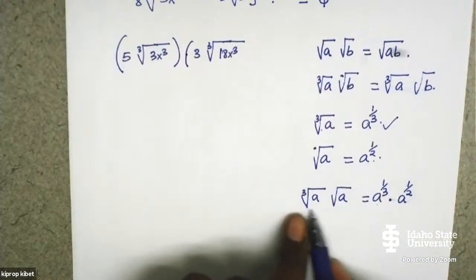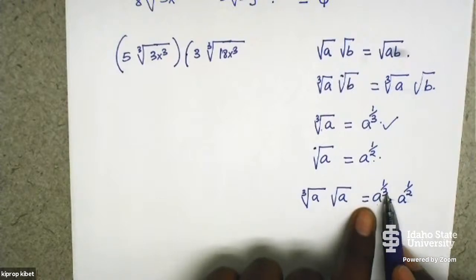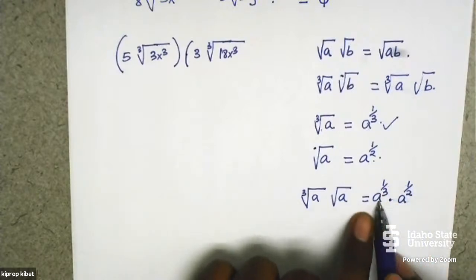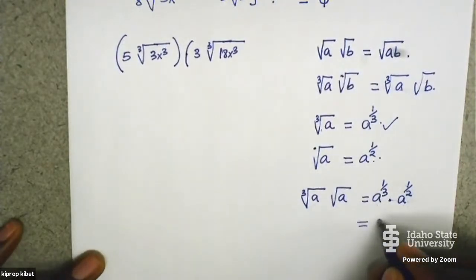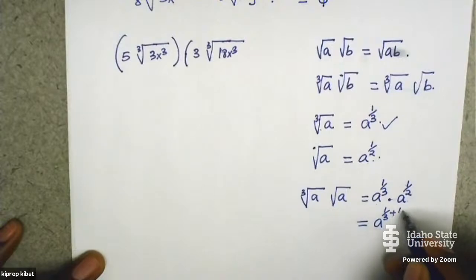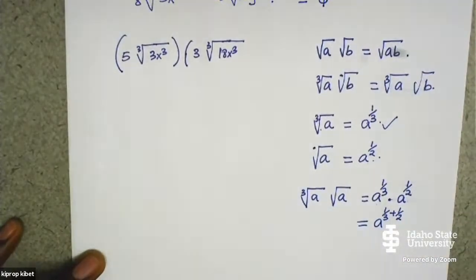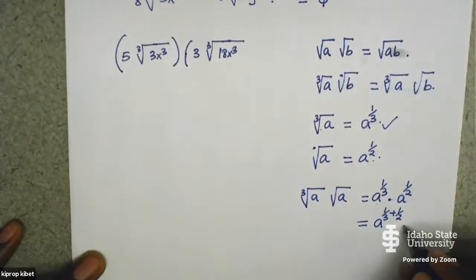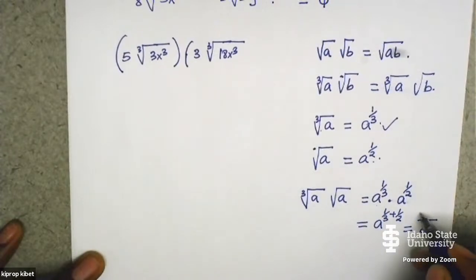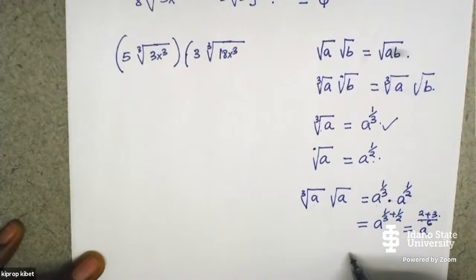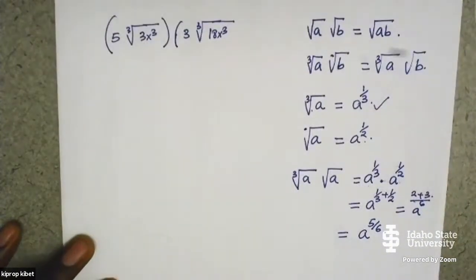Now, if you multiply the two of them, you get A raised to 1 over 3, A raised to 1 over 2. To simplify this, since the bases are the same, using the rules in 5.1, the power is 1 over 3 plus 1 over 2. The LCM is 6, so it is 2 plus 3 over 6. So our answer is A raised to 5 over 6.